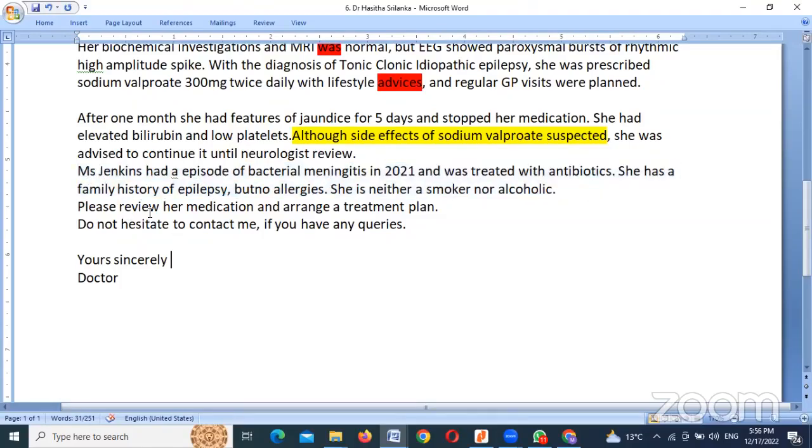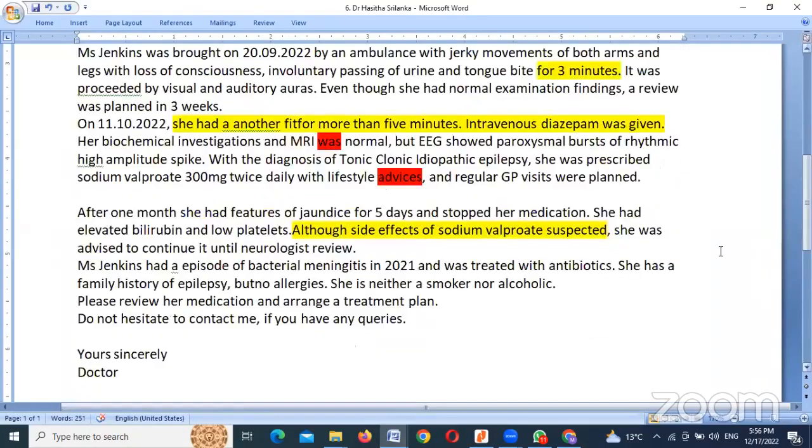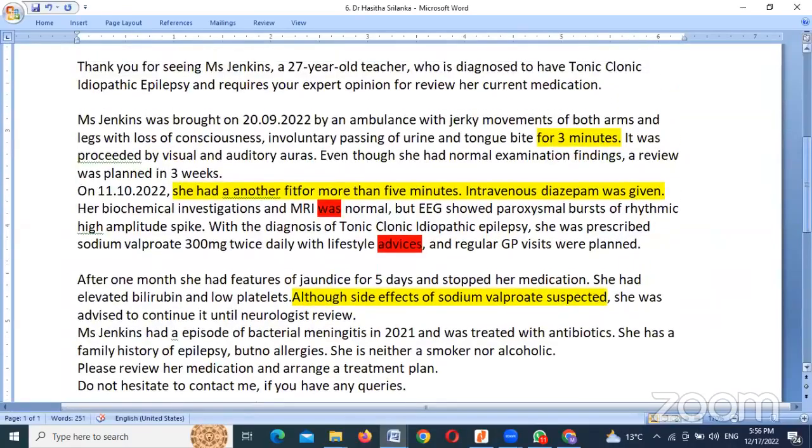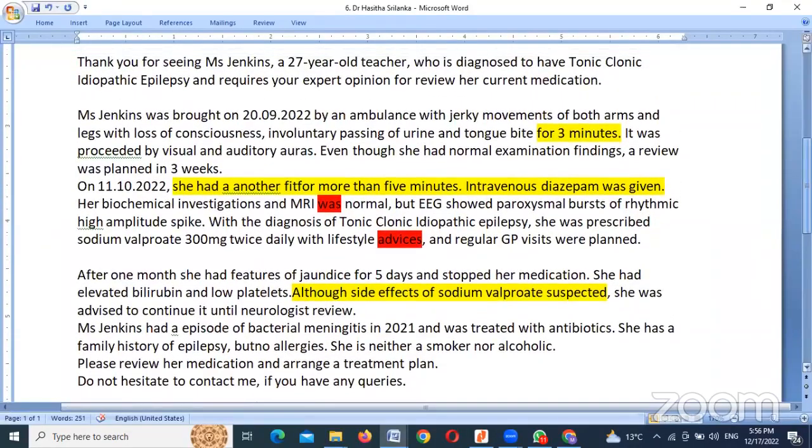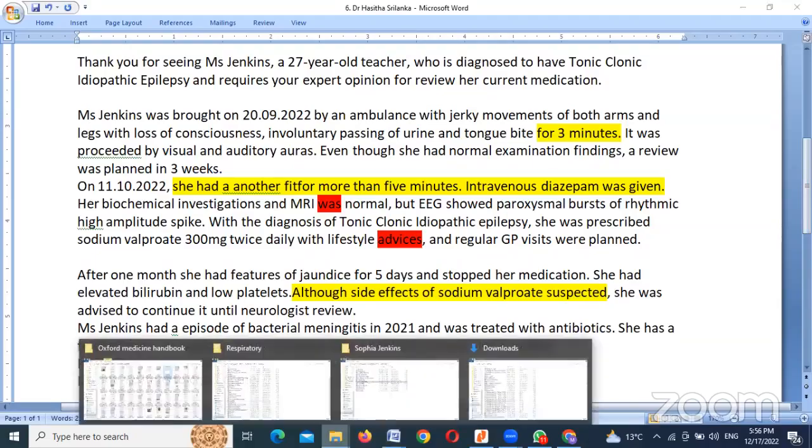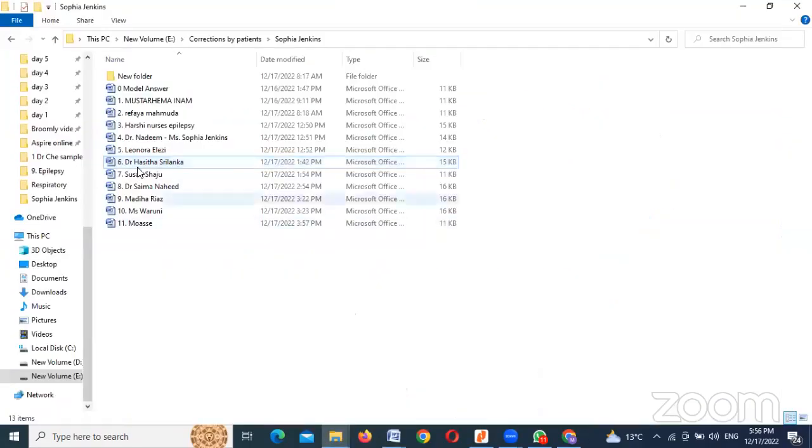Okay, doctor, that's a good letter, but it needs improvement. Okay, it's a good letter. Your English is good, you just need to improve a little bit to write in typical OET style. Okay, typical OET style. You need to follow typical OET style.